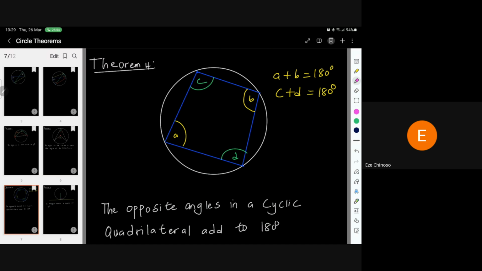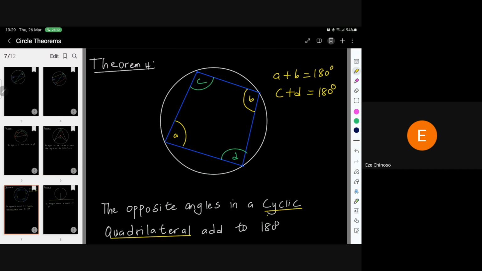What that simply means is that look at this side, they are opposite. They are facing each other. And because they are facing each other, they add up to 180. But remember, opposite angles in a cyclic quadrilateral. Remember, a quadrilateral is a shape that has 4 sides.